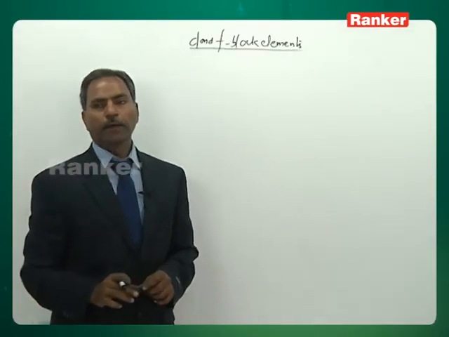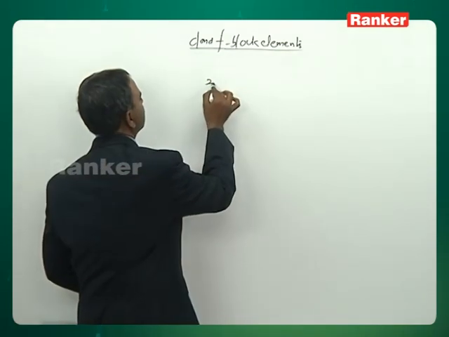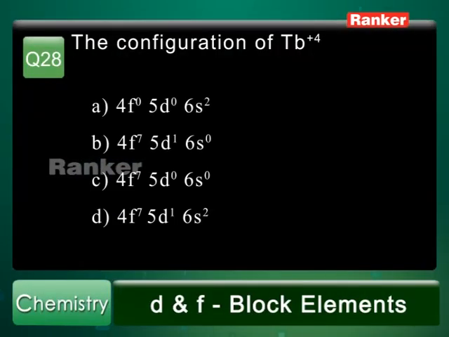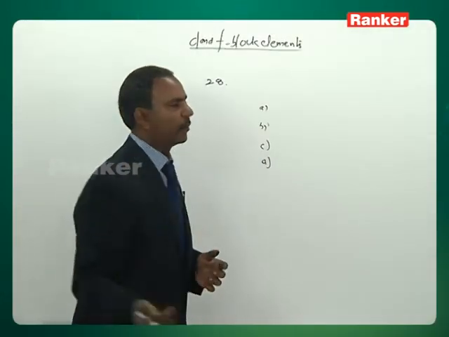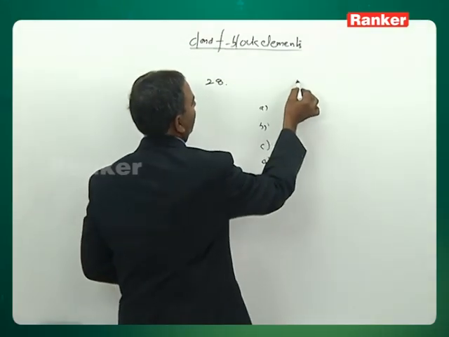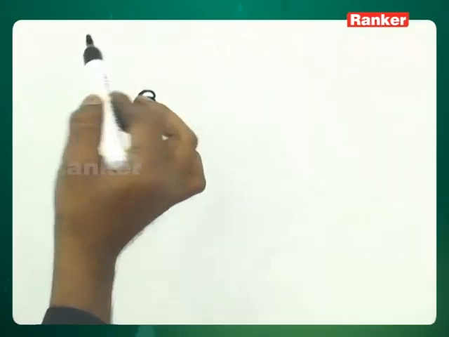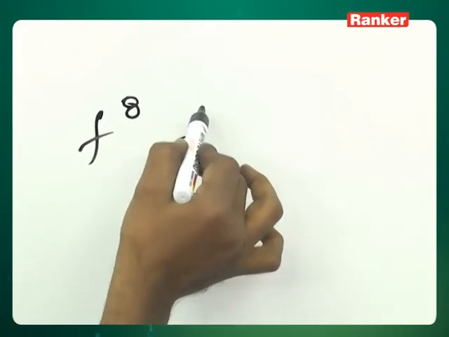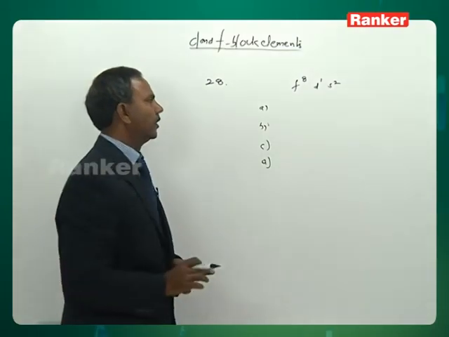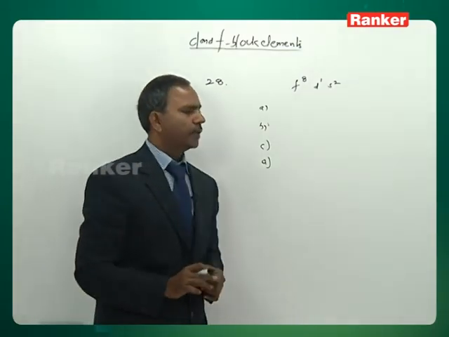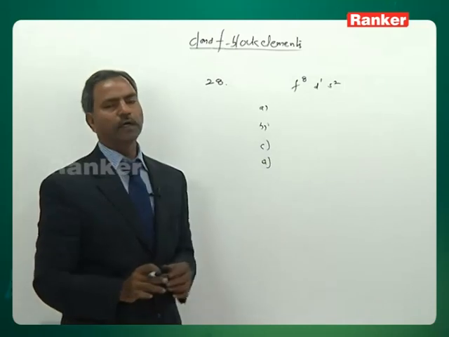Coming to question number 28. The configuration of the terbium plus 4 ion. Consider the terbium configuration; don't look at the options now. The terbium configuration is actually 4f8, 5d1, 6s2. This is the configuration of terbium.